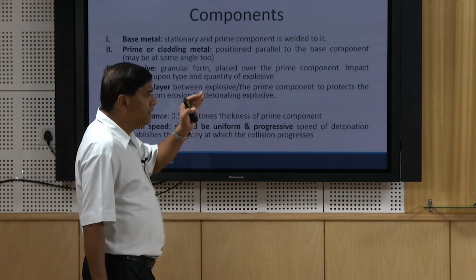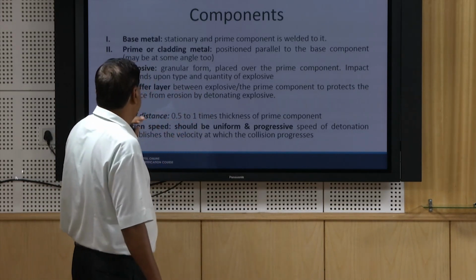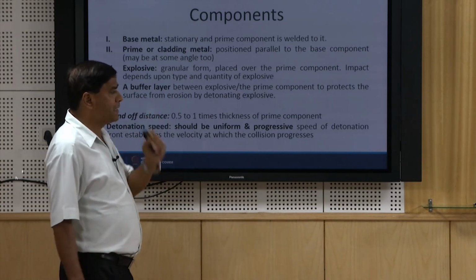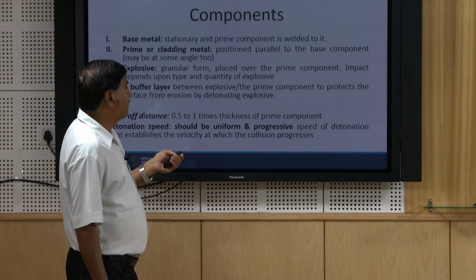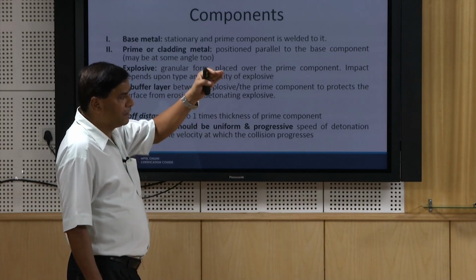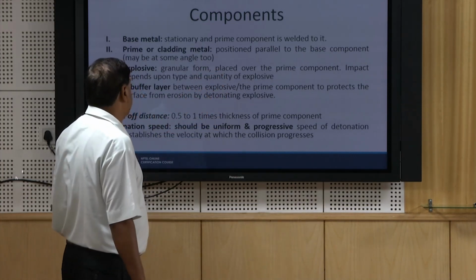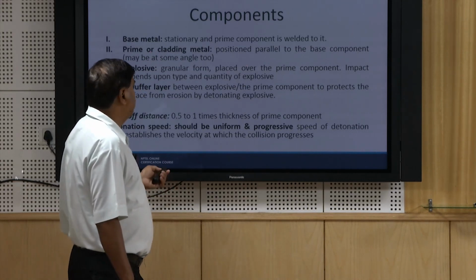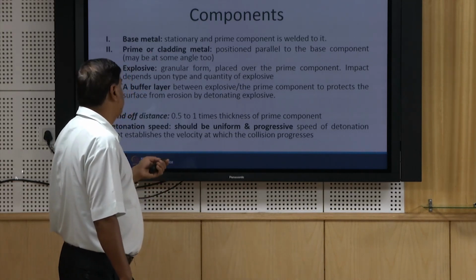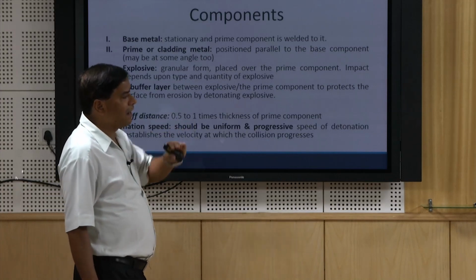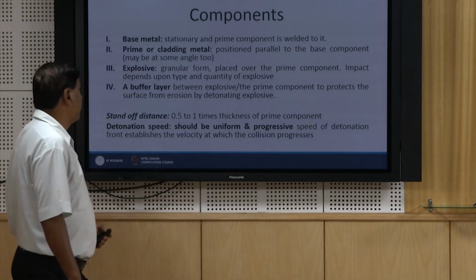So, there are four components, basically the base material, which is kept stationary over the anvil, and the prime component, which is welded and kept at the top. The prime component may be another member or it may be in the form of clad material. The prime component or the clad material is positioned either parallel to the base component or it may be kept at a certain angle depending upon the requirement.